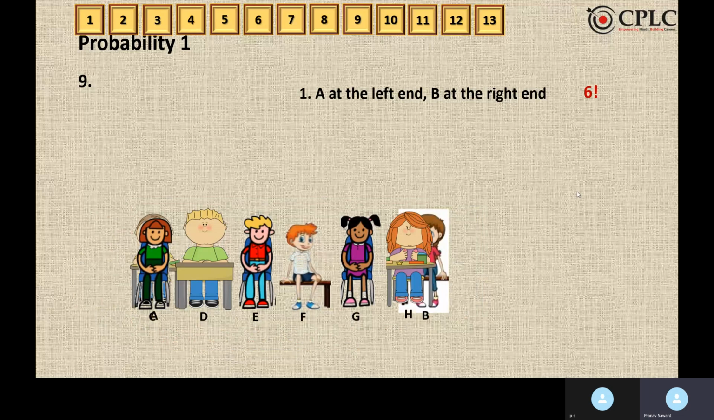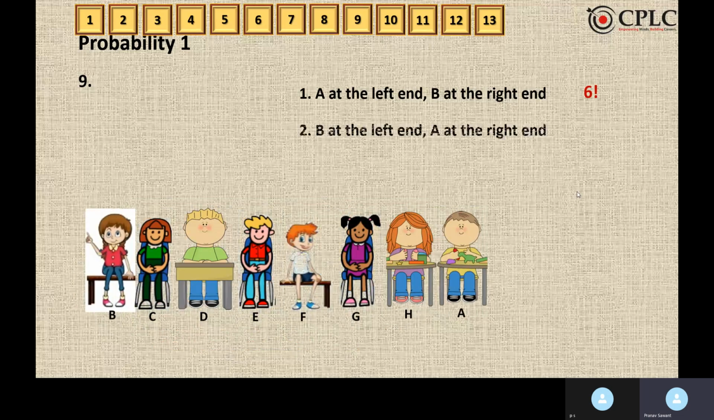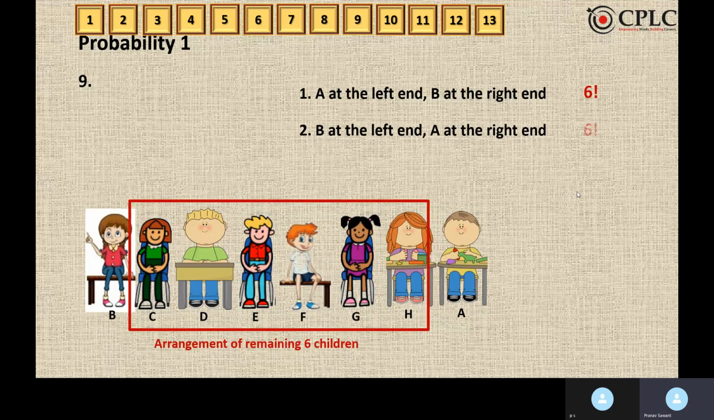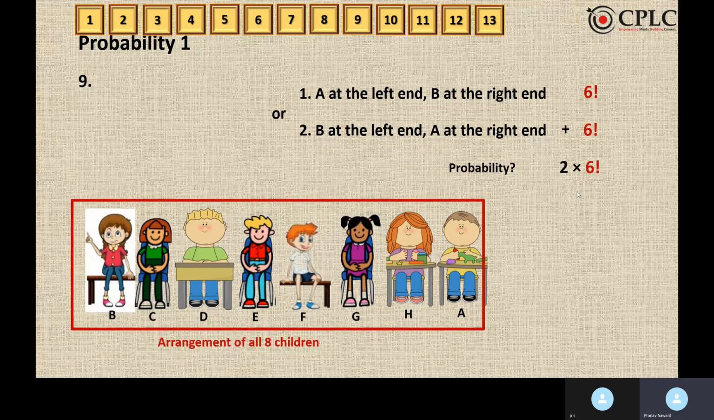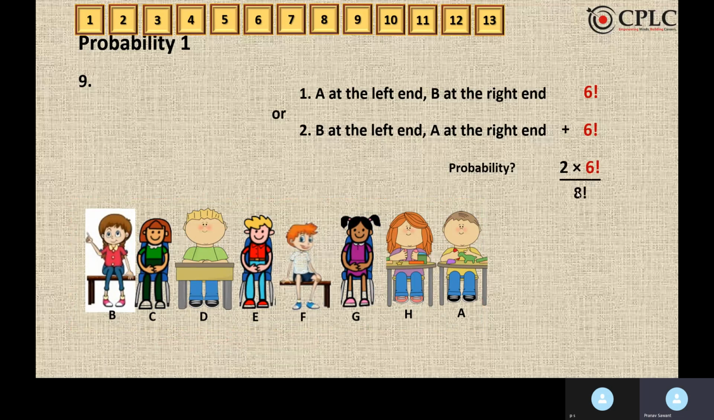And A and B can also sit interchangeably. Hence, it is going to be into 2. So it is 2 into 6 factorial. Sample space is going to be all possible outcomes, that is 8 factorial. So 2 into 6 factorial upon 8 factorial, that is option 5 is the answer.